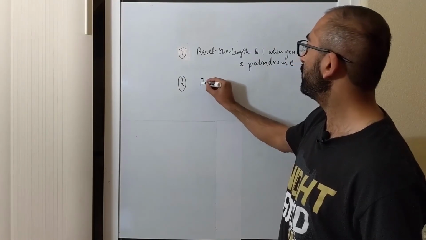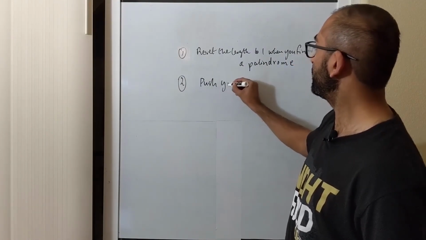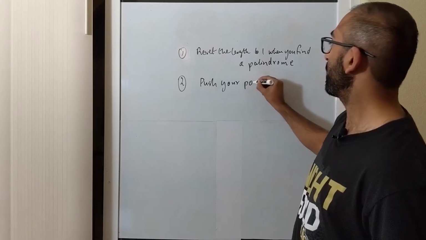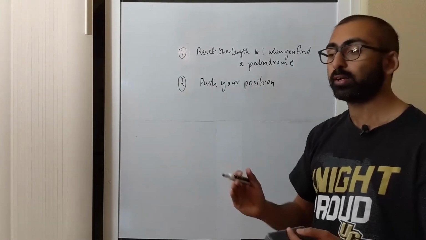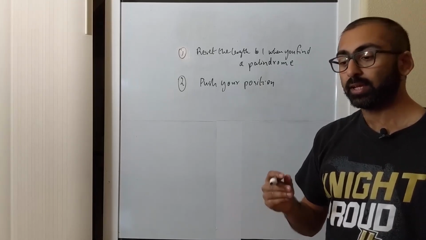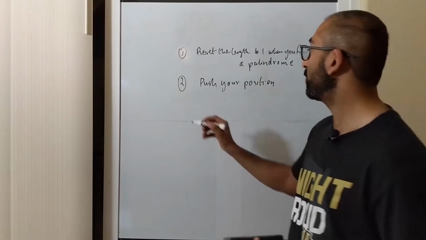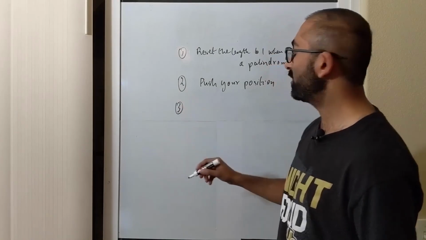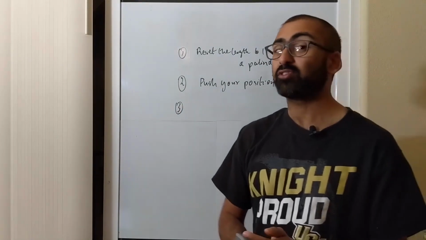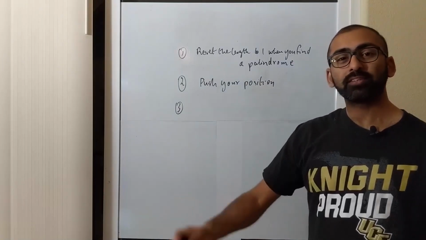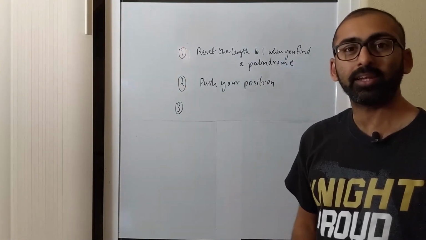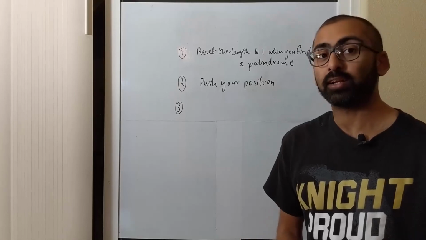Second thing, push your position forward. Push your position by 1 whenever you find that you have a palindrome right now. And the third thing is kind of insignificant, so I'm not even going to waste my time on it: when you've reached the size, you basically push it back into the result array.